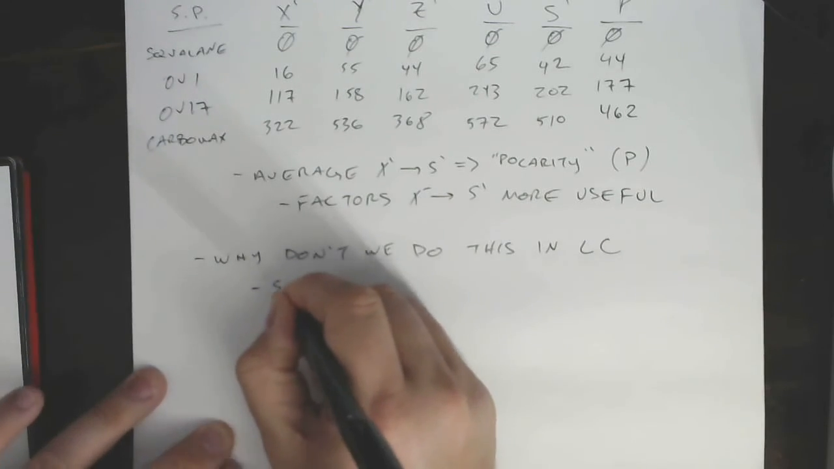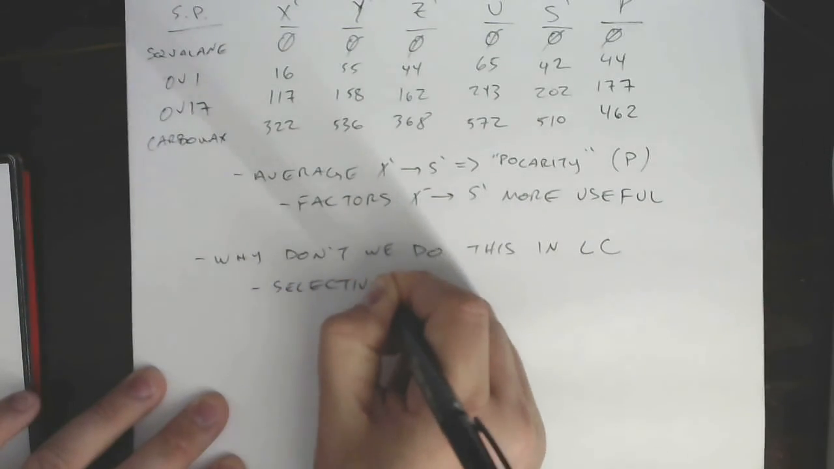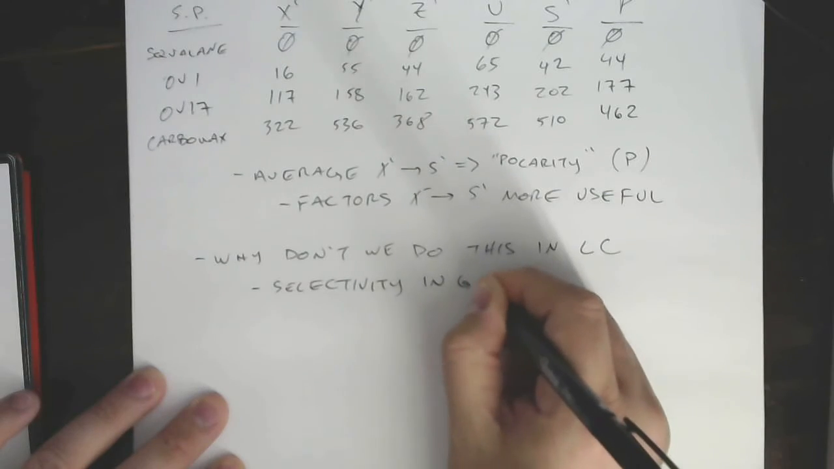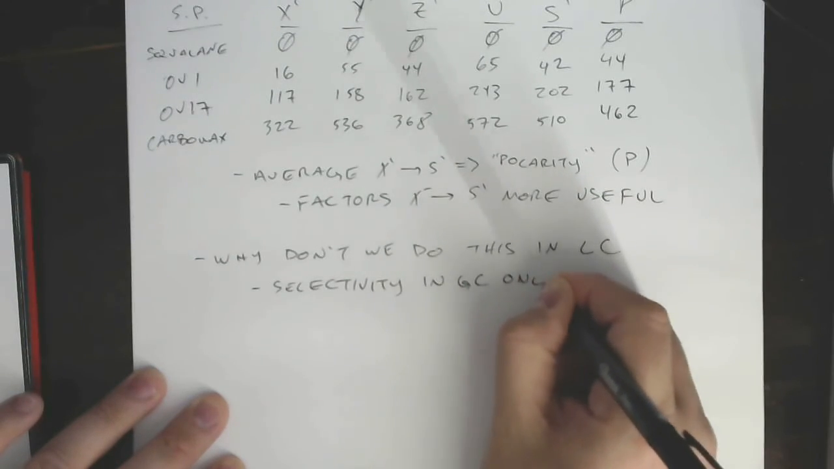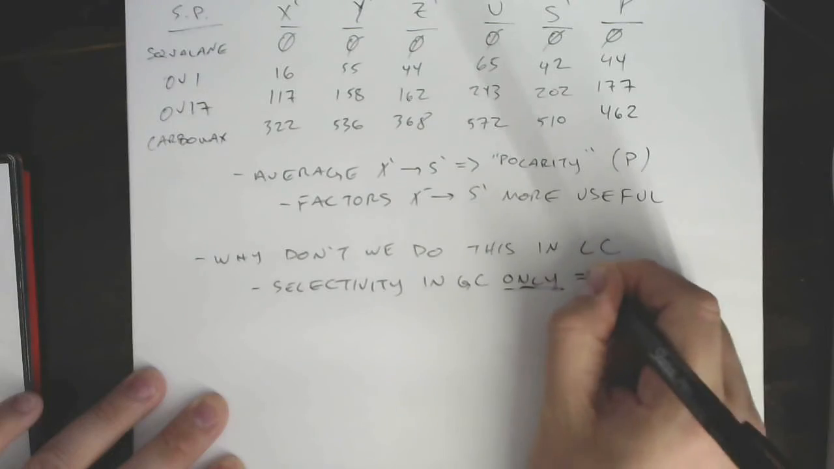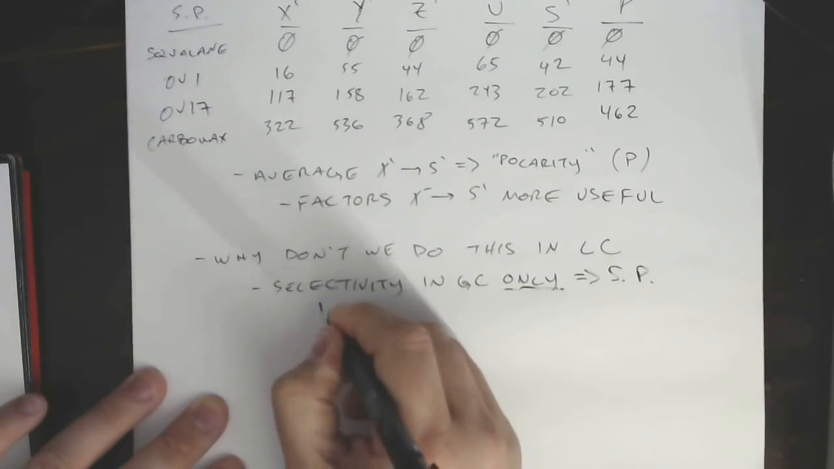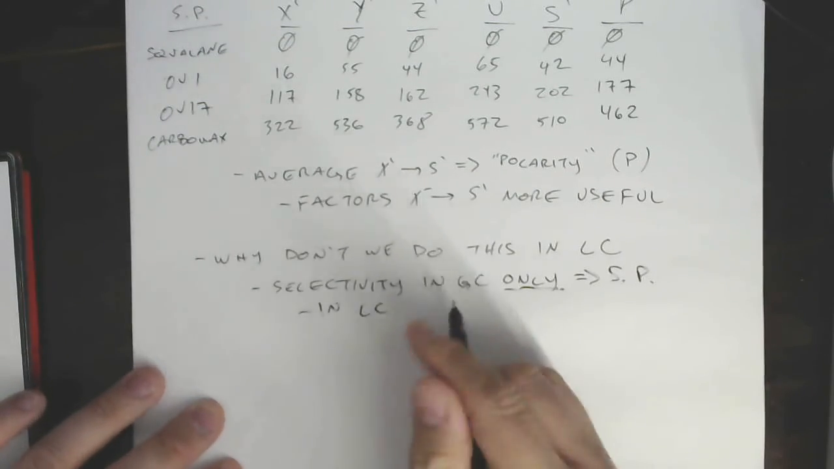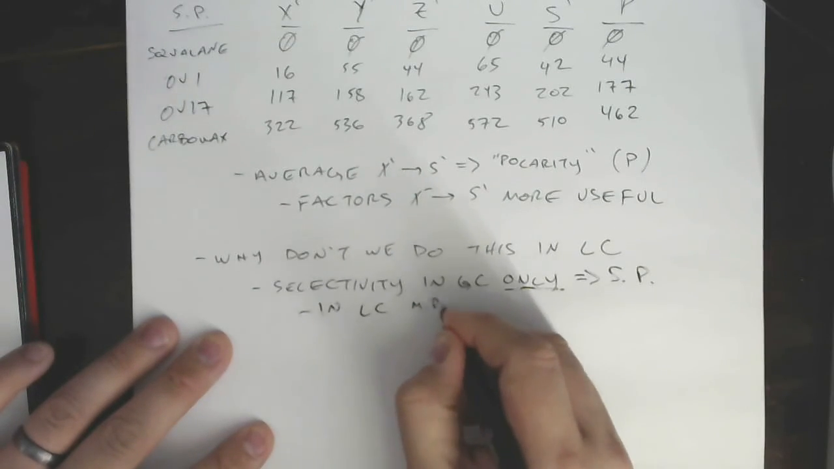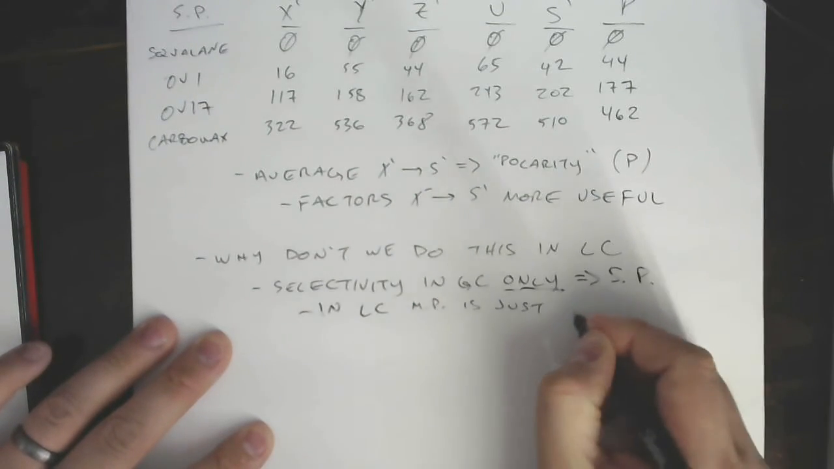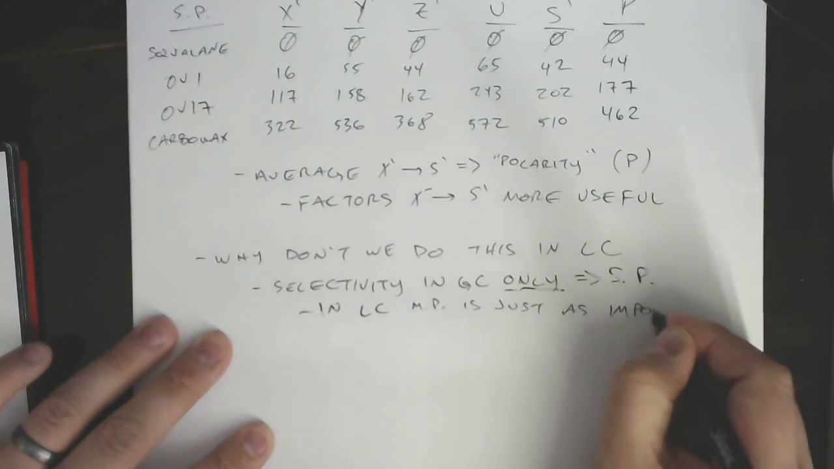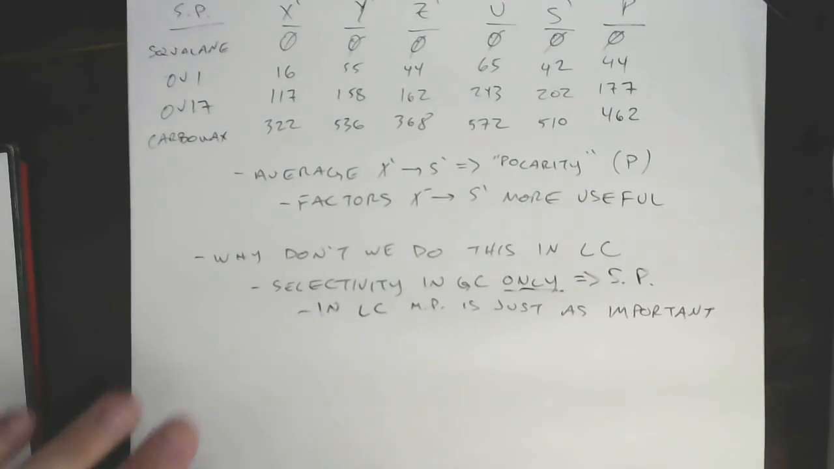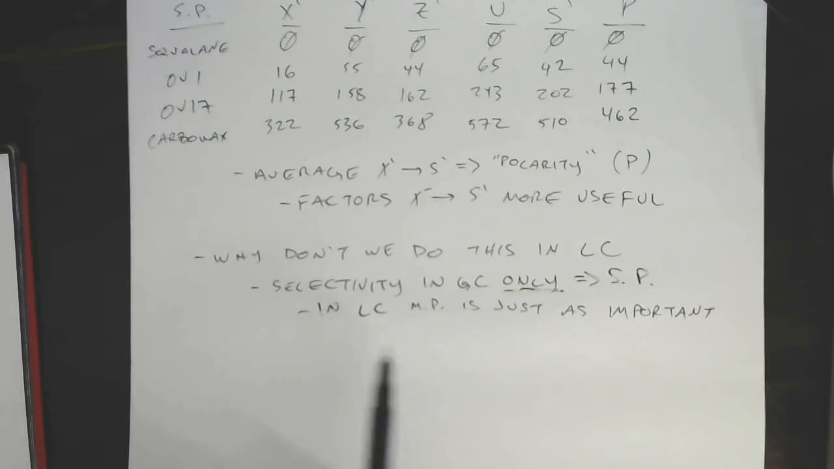The first is that selectivity in GC is only about the stationary phase, whereas in LC, the mobile phase is just as important. And that means there are just too many possible combinations of mobile phase and stationary phase to characterize in this way. It's too complex of a problem to tackle in a universalized way in liquid chromatography.